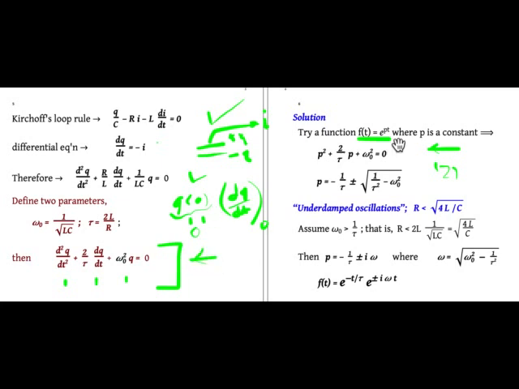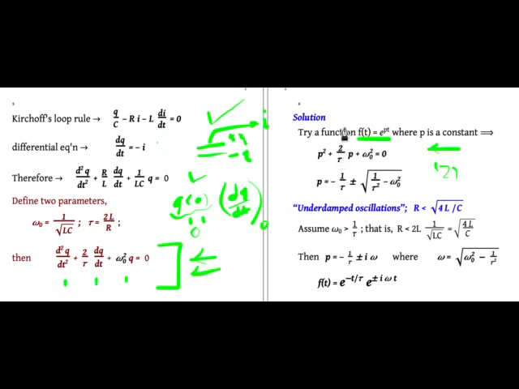So I've actually found two solutions. I've actually found an infinite number of solutions, because any linear combination of e to the p plus t and e to the p minus t, any linear combination of the two exponentials, would also be a solution. So I have a whole family of solutions to the differential equation. What determines the actual solution for the problem I'm interested in? The answer is the initial conditions.